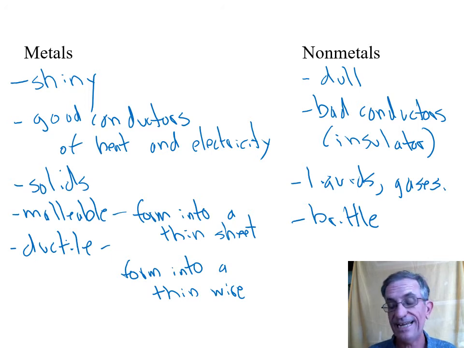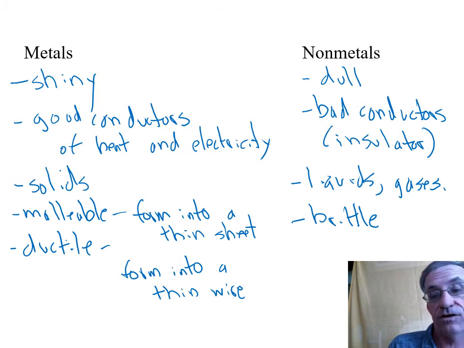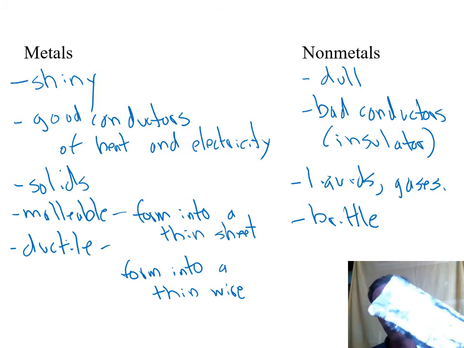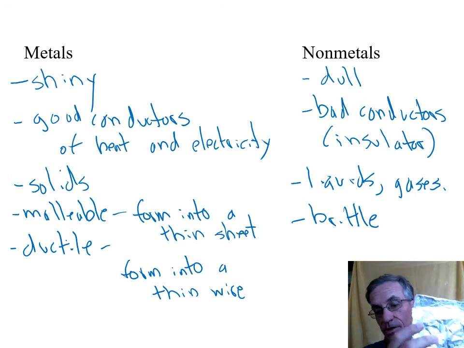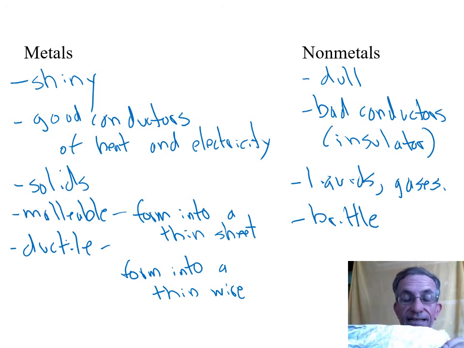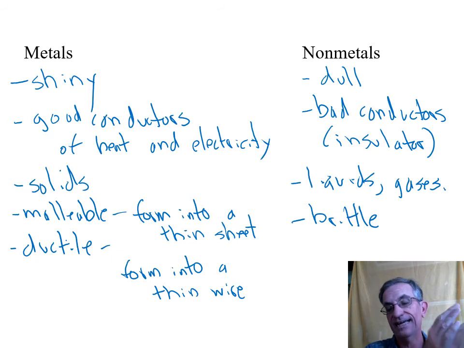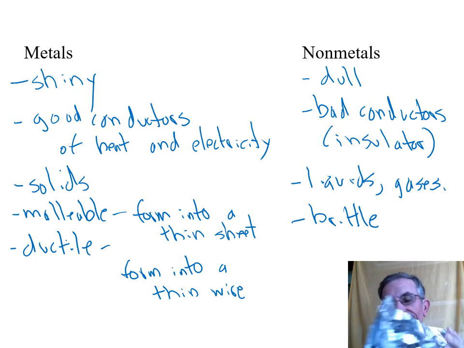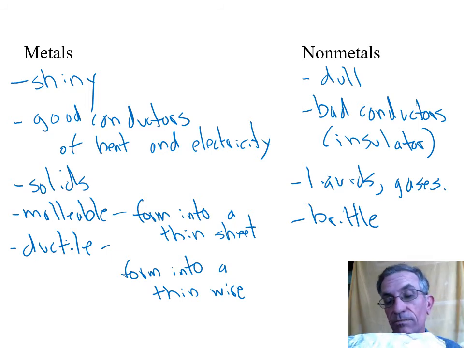If you hit it with a hammer, it'll stay together and it'll flatten out. An example of a metal is aluminum, so I grabbed some aluminum foil from my house. If we pound on a metal, it doesn't shatter or break up, it just flattens out and turns into a thin sheet. If I got a hammer, I could pound it and make it into a thin sheet. That's called being malleable.